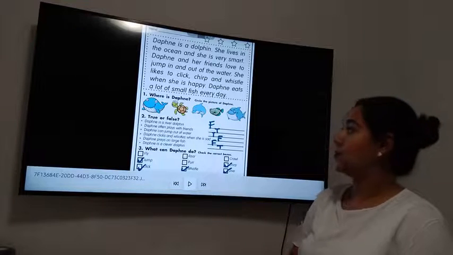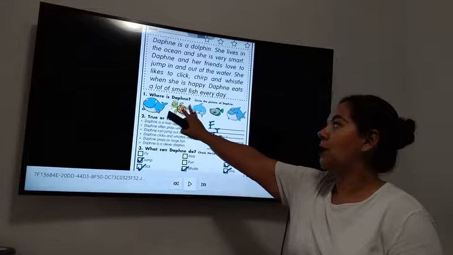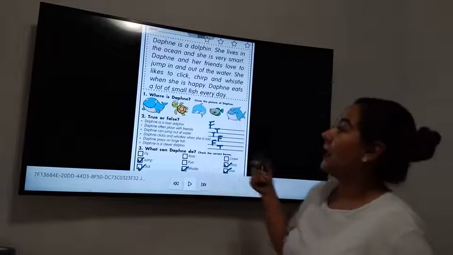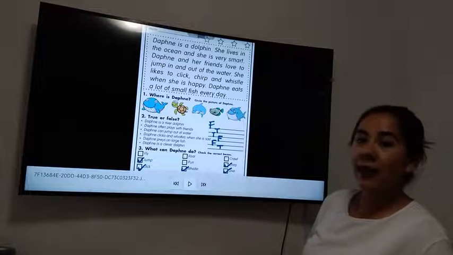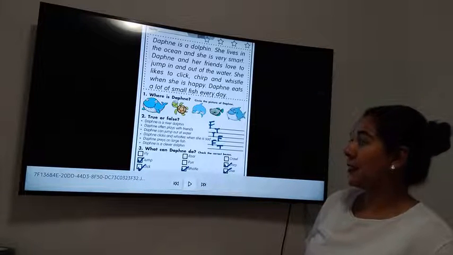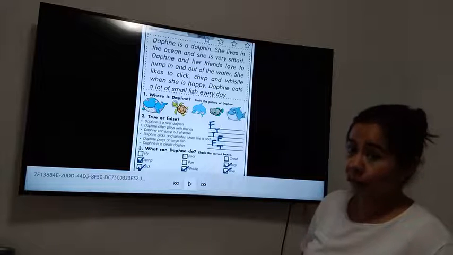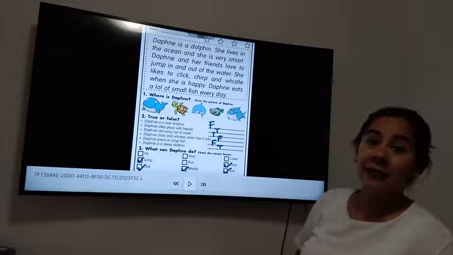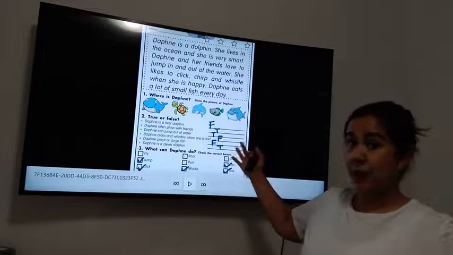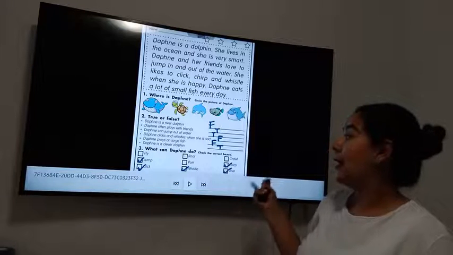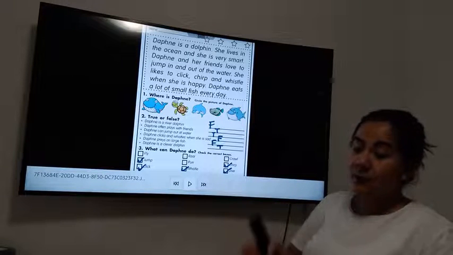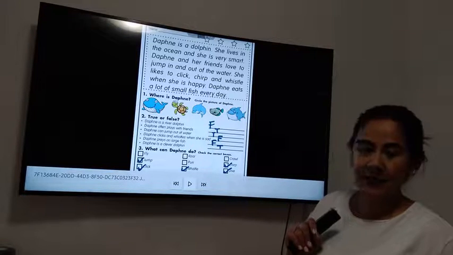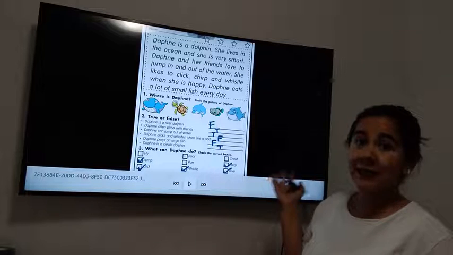Now let's check our answers. Remember the first part? Well, the first part was to find Daphne. Daphne is right here because it's a dolphin, remember? Then the second part was writing true or false. The first statement says, Daphne is a river dolphin. It is false. Why? Because the reading says that she lives in the ocean. The ocean is big, and it's salty. And the river is not salty, and it's smaller, maybe a creek or something that has water, but it's not as big as the ocean. Okay, so it is false.